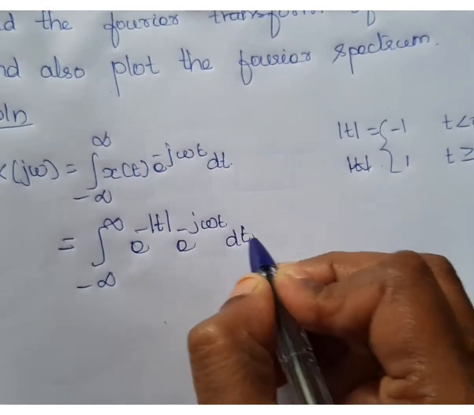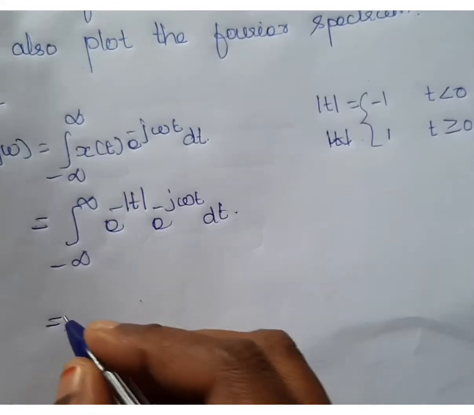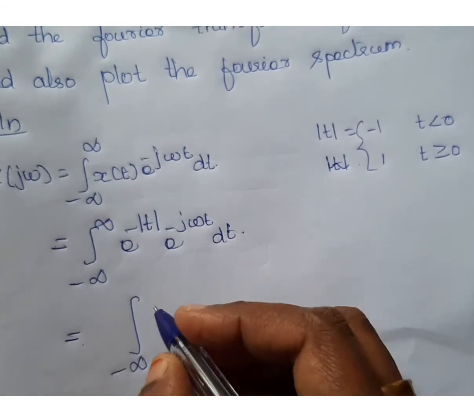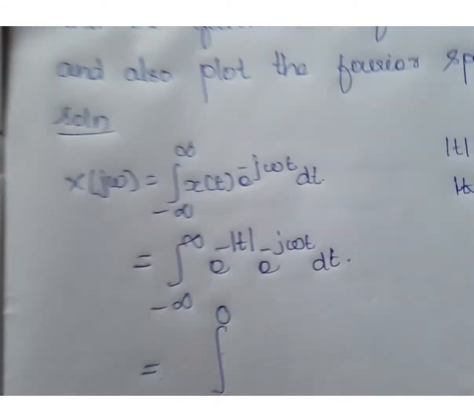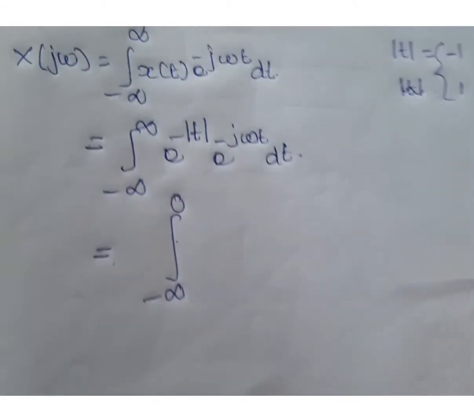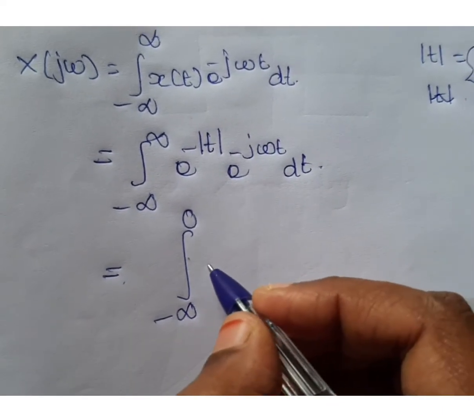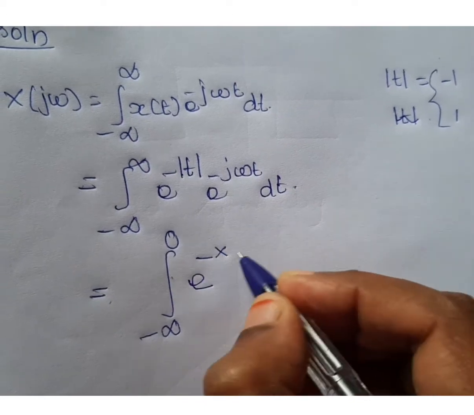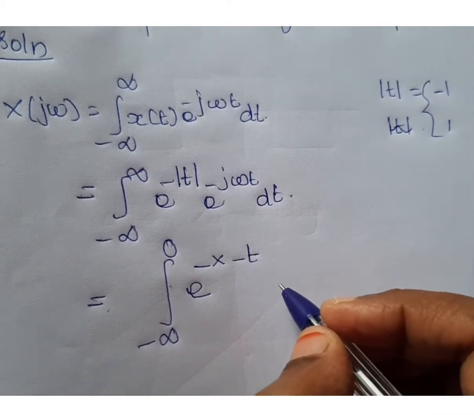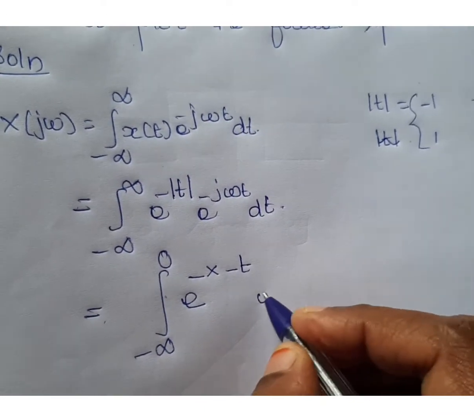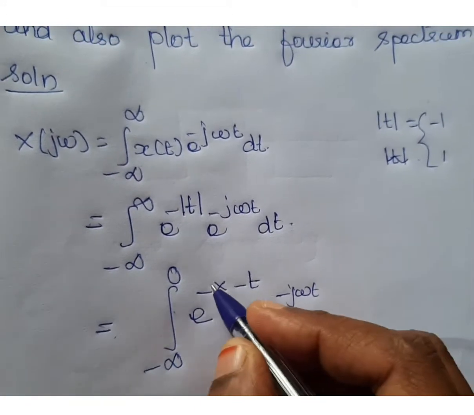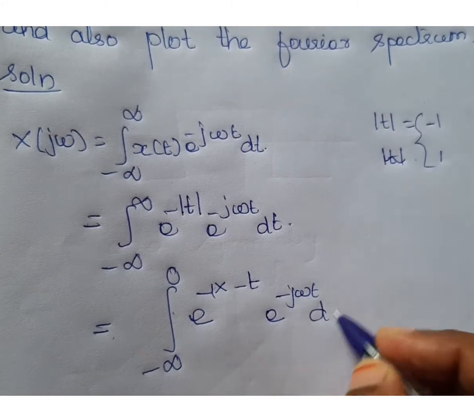Okay. So now according to magnitude of t, you can separate the integral as minus infinity to 0, that is for negative values. What is the value? E power minus, here there is minus, so magnitude of t value is minus t. Okay, into e power minus j omega t dt.